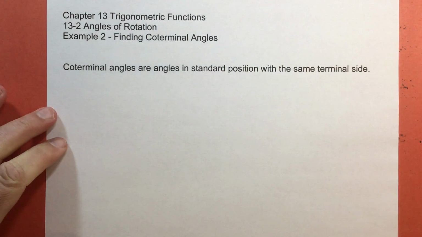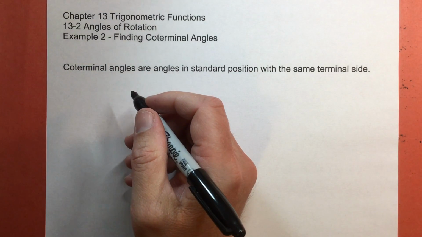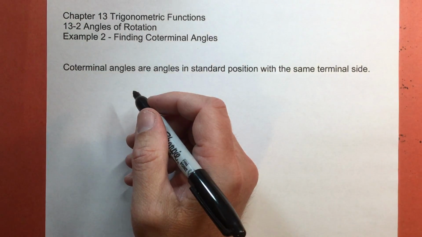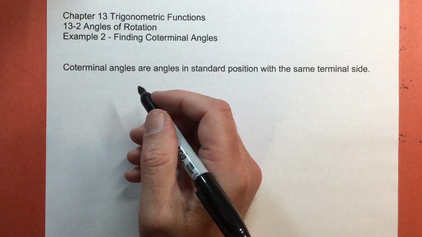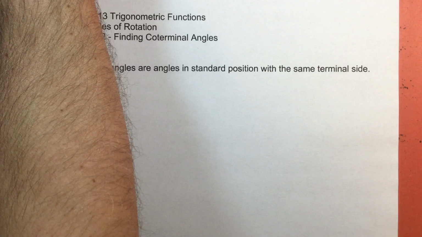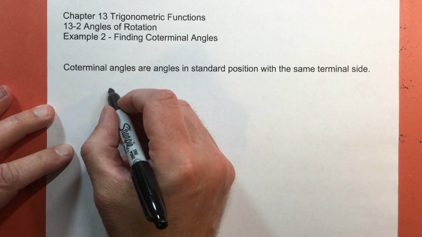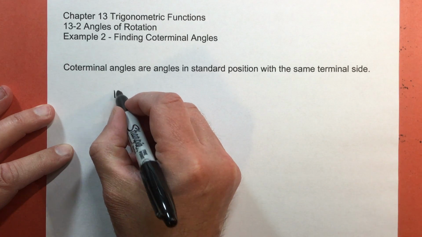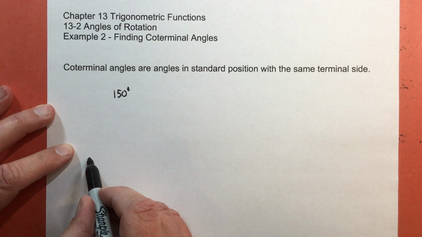So say, for example, that we have an angle of rotation, and I suppose we could call it theta. I'm checking if that's what I did in the last video. Nope, we didn't. That's okay. So we have an angle of rotation of 150 degrees. So we're just going to sketch this.